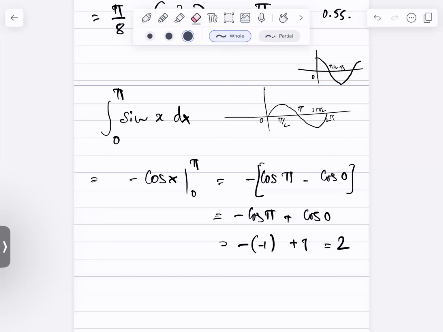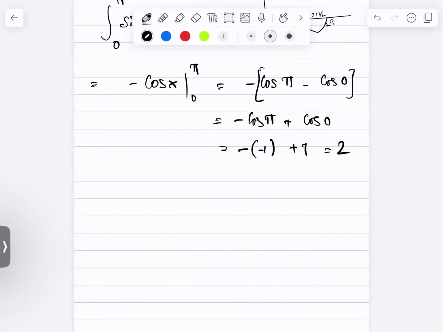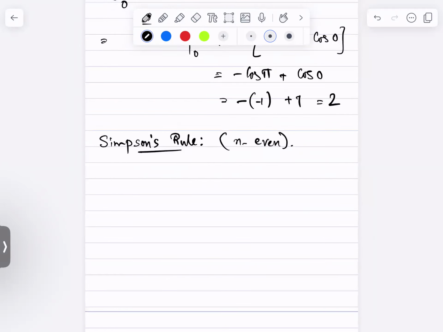So the next way to approximate the integration is called Simpson's rule, which is applicable when you divide into an even number of smaller subintervals. Your n should be even.